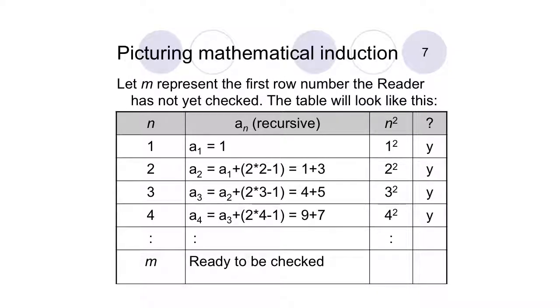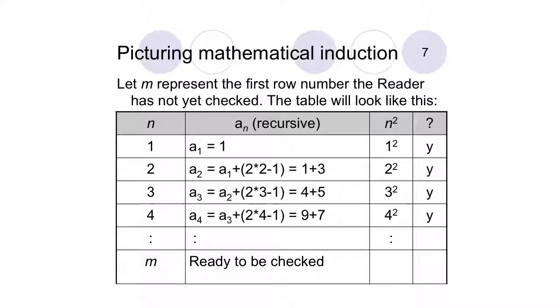So now, as the reader, if you have been checking those things in order, I can now say, let M represent the first row number not yet checked. So regardless of how many rows you just checked in the table, there is a first row you have not yet checked. And so that's what M represents in the induction proof. And that's very important because that's stressing the idea that the reader has checked all the stuff in order. So I'm not just jumping down to any row. When I say M is the first row not yet checked, that implies that you have checked all the stuff before that.